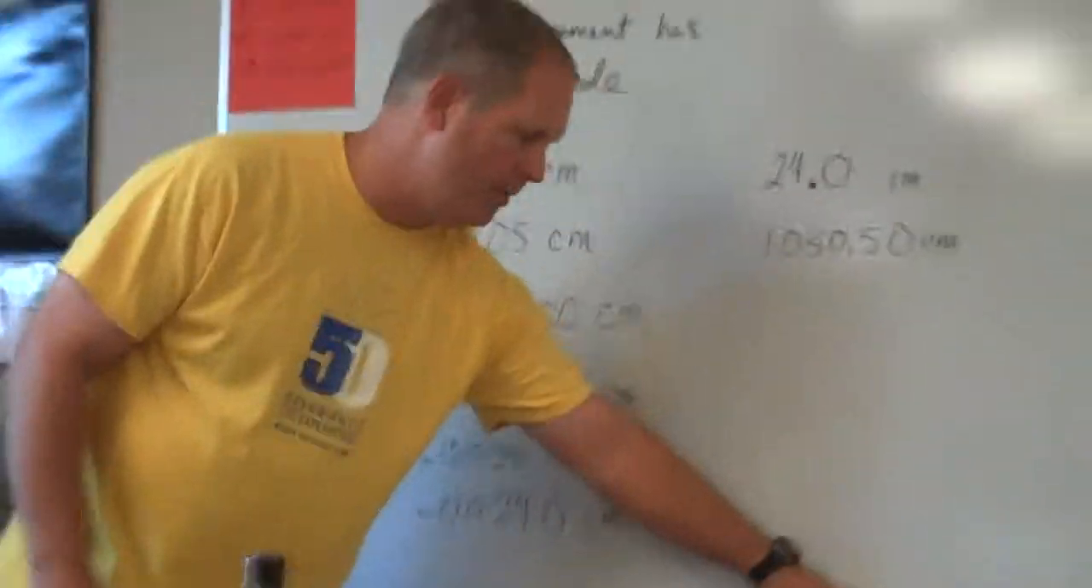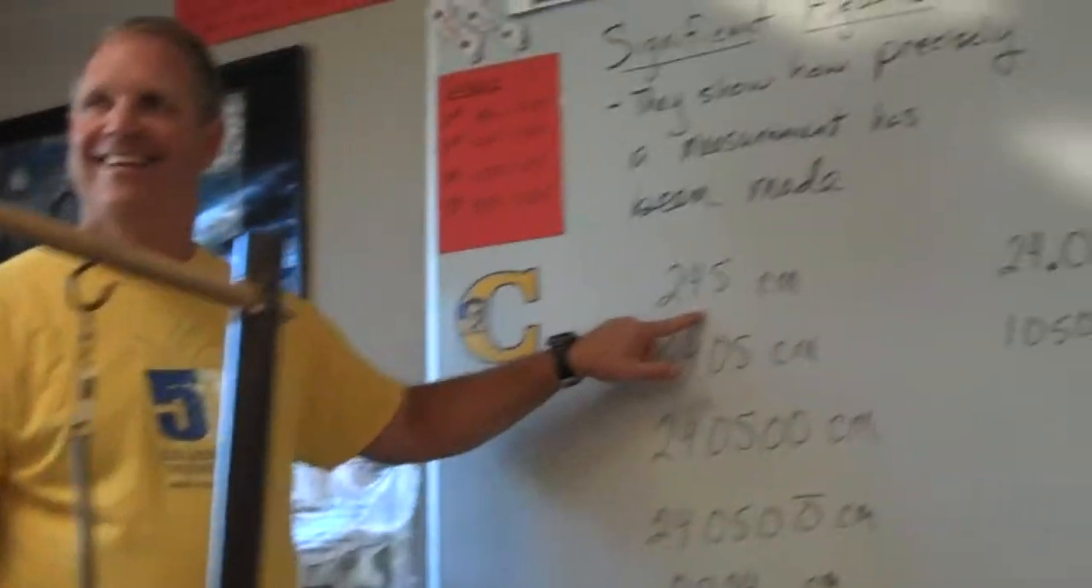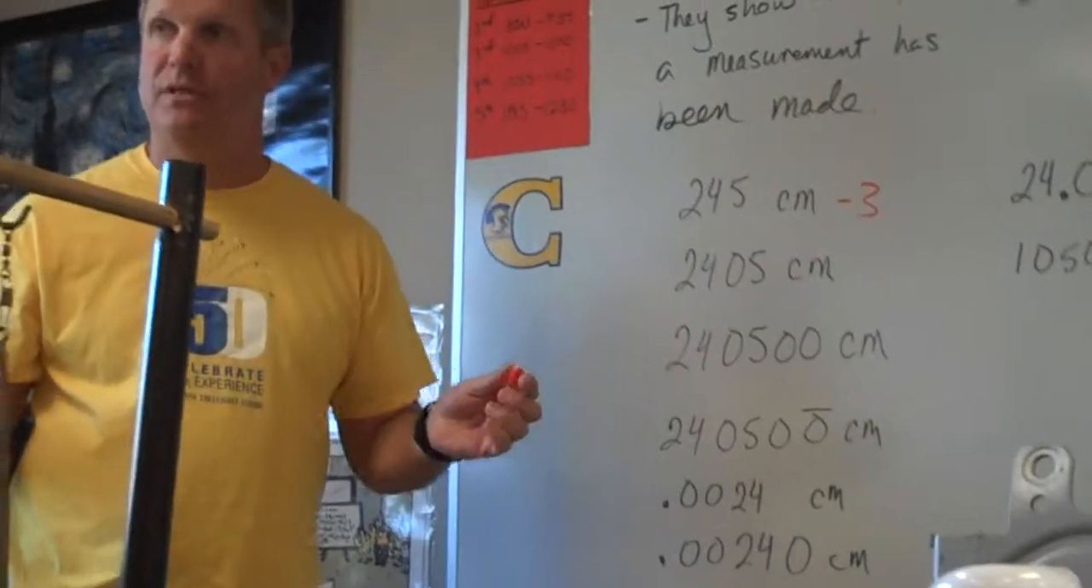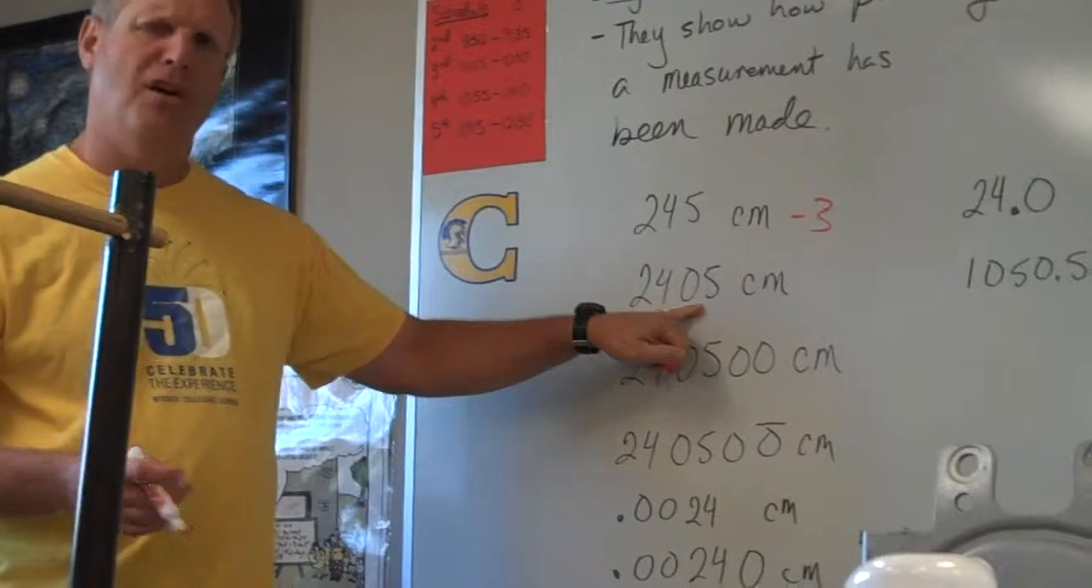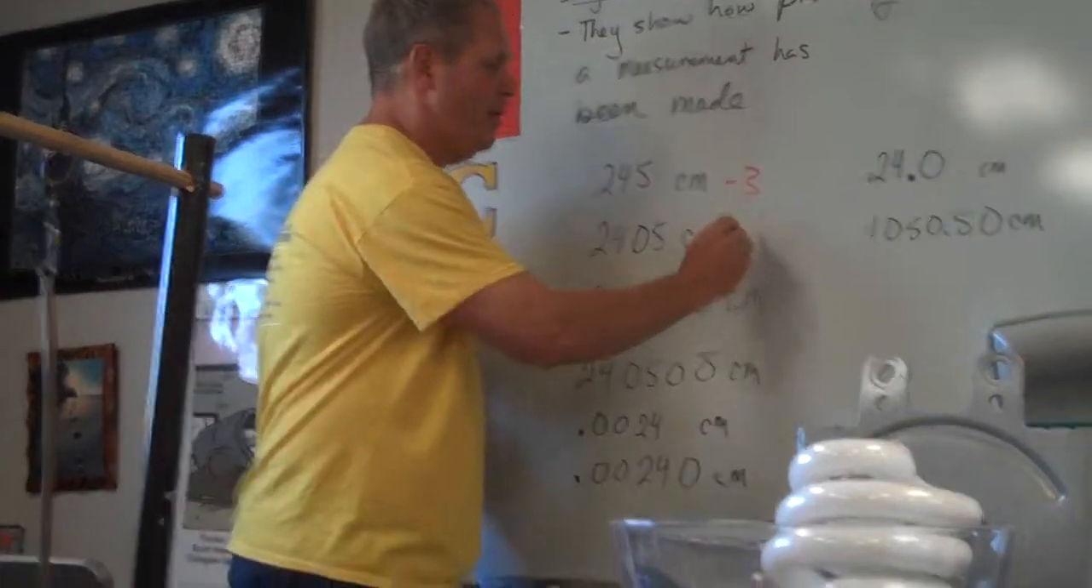All right, here we go. How many is in this number? 3. There's 3. Good. They're all non-zero numbers. So there's 3 sig figs. What about this? This 0 between non-zero numbers. So how many are there now? 4. Good. Okay, there's 4.